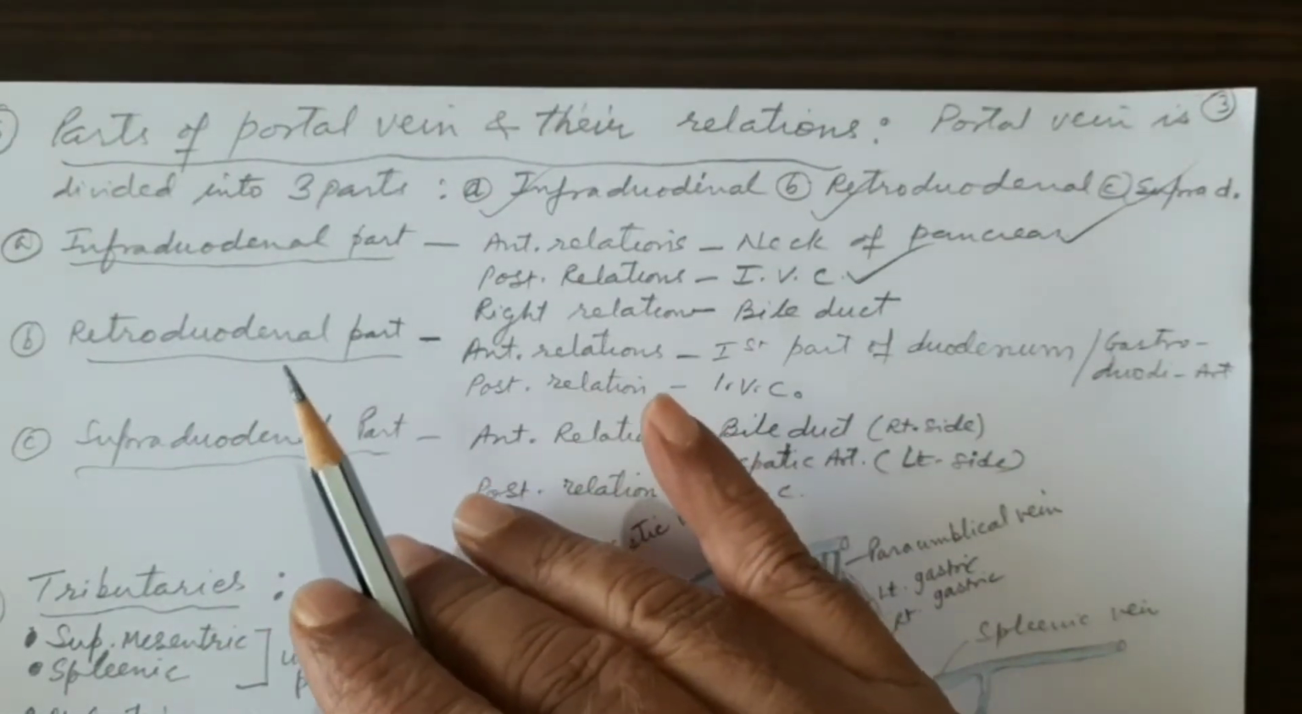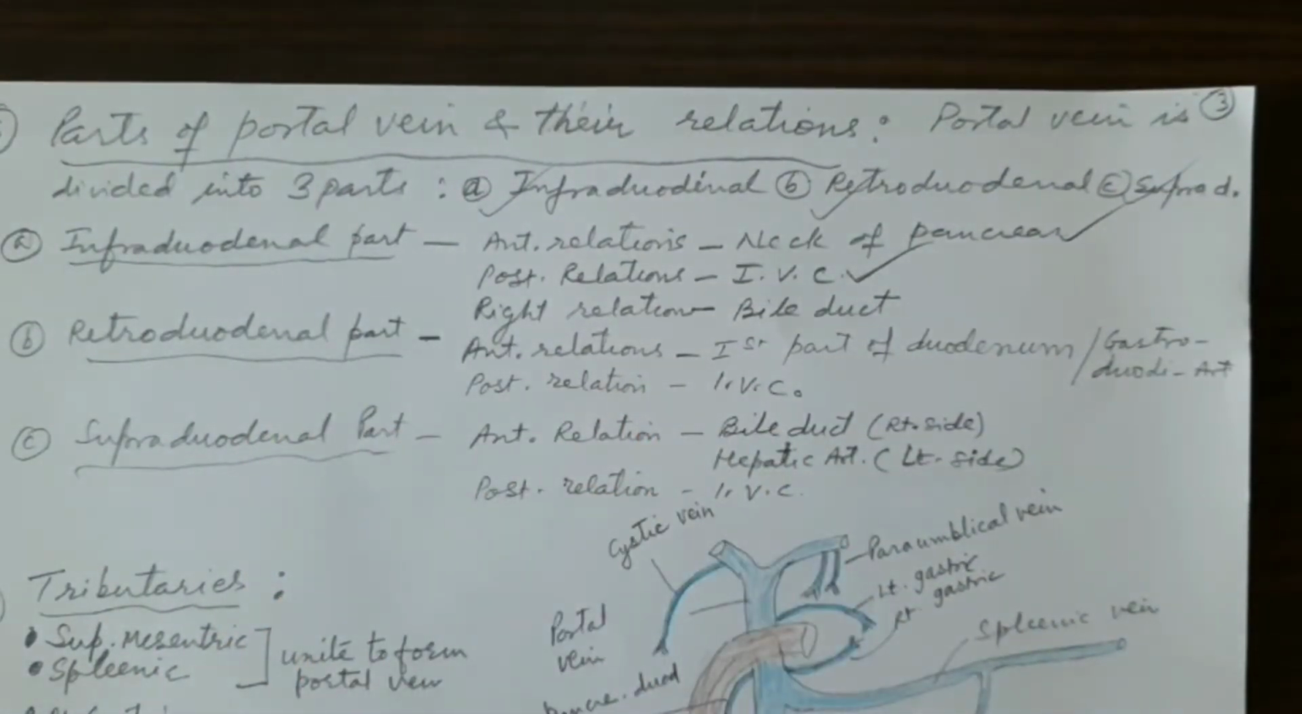Then let us see the relation of the retroduodenal part that lies behind the first part of the duodenum. Anterior relation, naturally it is the first part of the duodenum and the gastroduodenal artery, which is coming from above. Gastroduodenal branch of the common hepatic artery will run downwards on the posterior aspect of the first part of the duodenum. So these are the two anterior relations of the retroduodenal part of the portal vein, when it lies posterior to the duodenum.